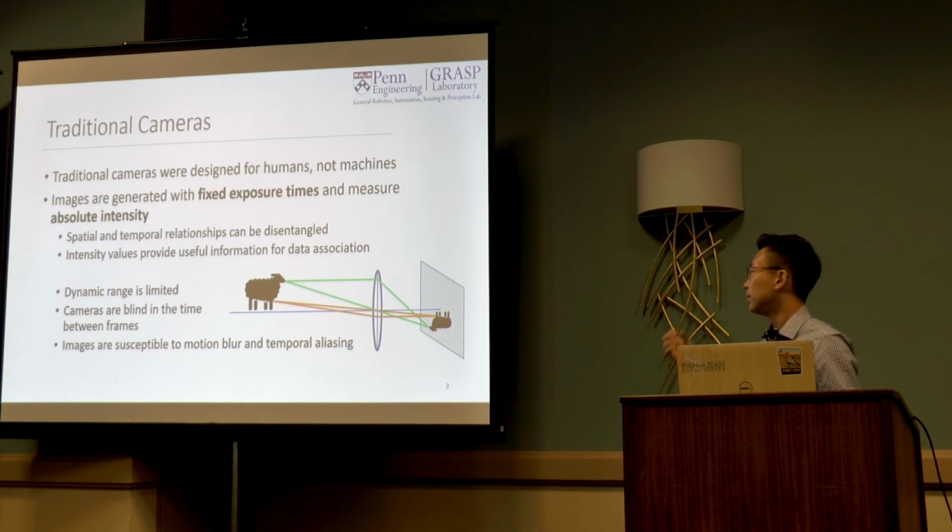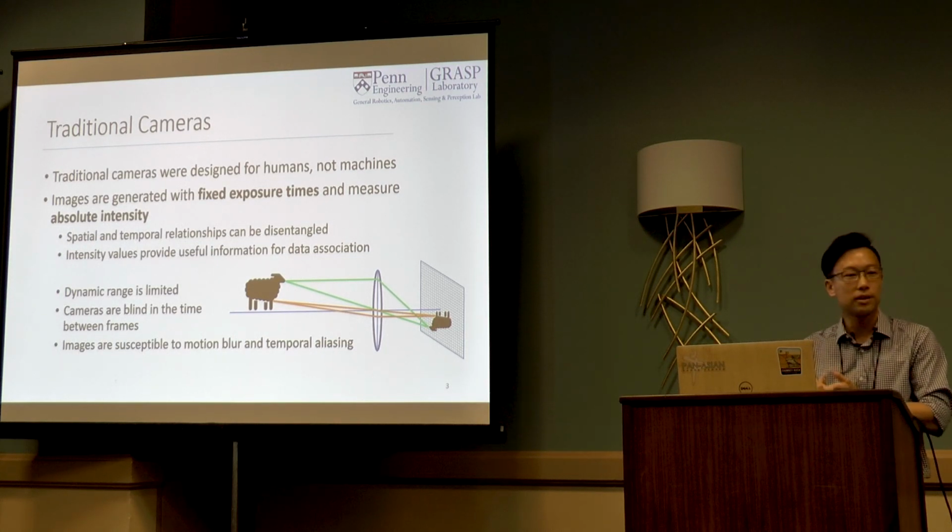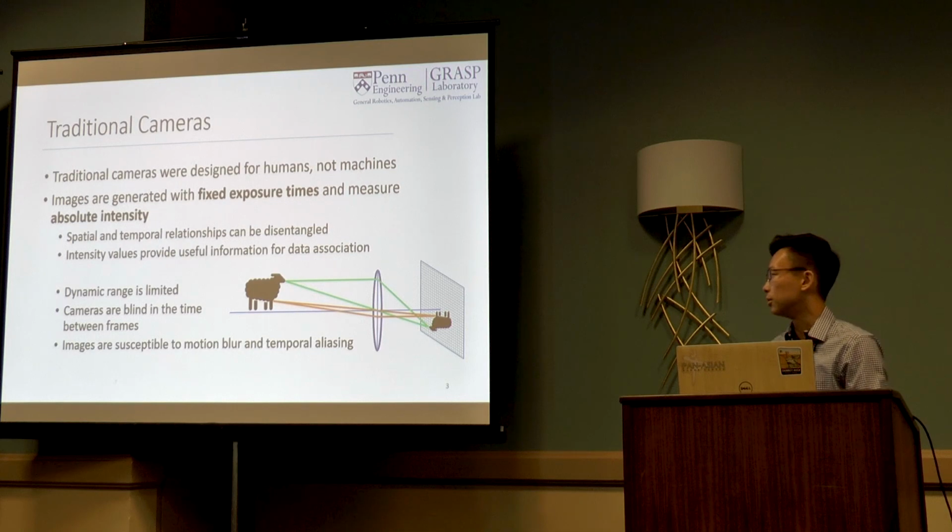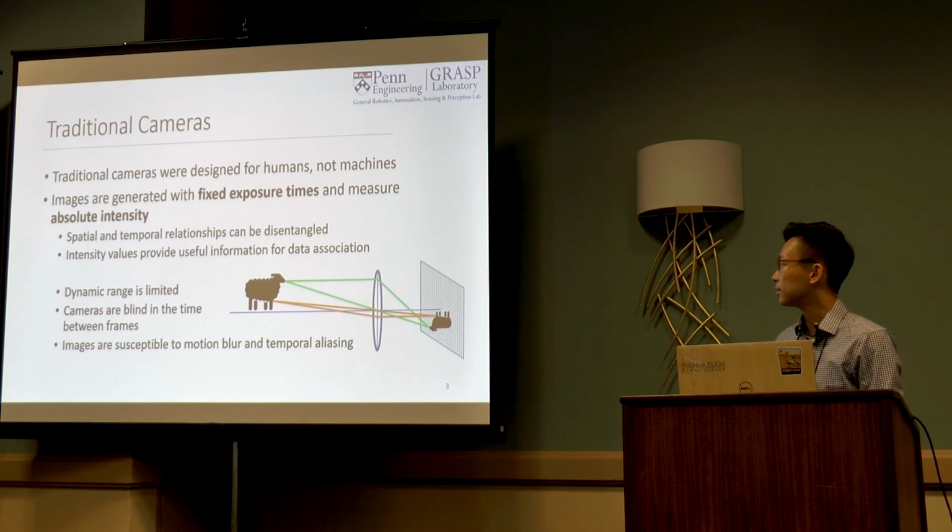But some of the motivation for why we might want to use event cameras is, one, things like dynamic range and also high-speed motions, which traditional cameras might run into problems with in these kinds of edge cases.